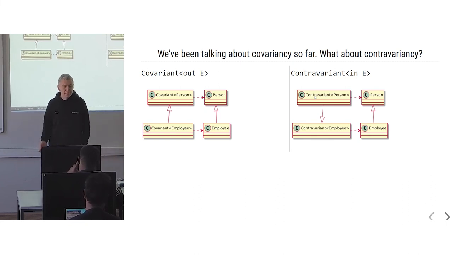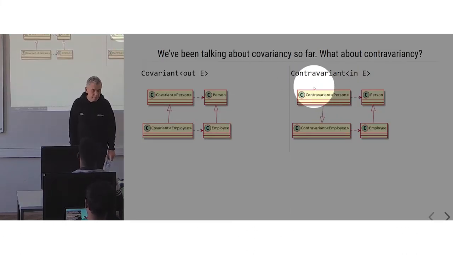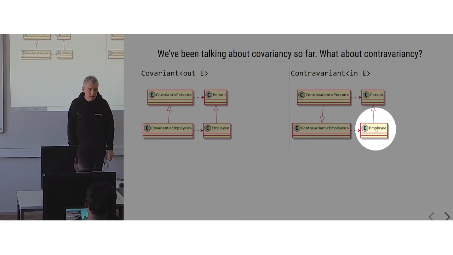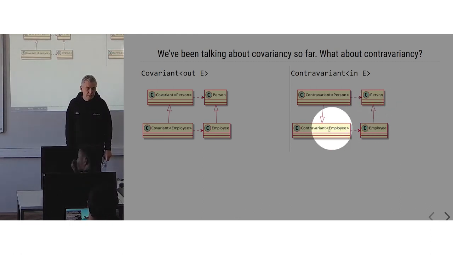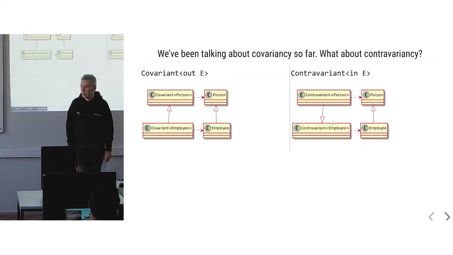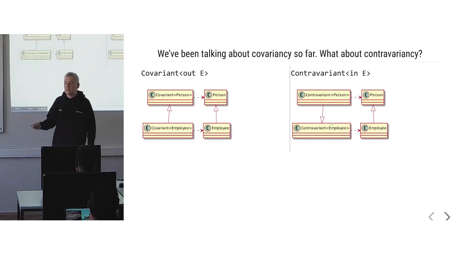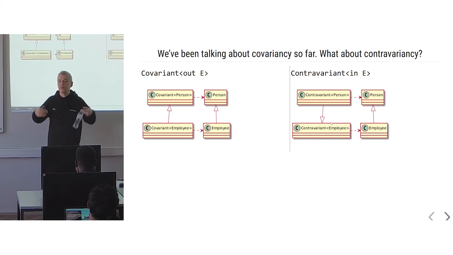Okay, so far we have been discussing covariance. What about contravariance? Contravariance is something like vice versa. If Employee is a subtype of Person, then contravariant Person is a subtype of contravariant Employee. Why do we need this? In what situations? I think you already realized that so far, when I was talking about covariance, it was about safety of reading values. But sometimes we need safety for writing values.